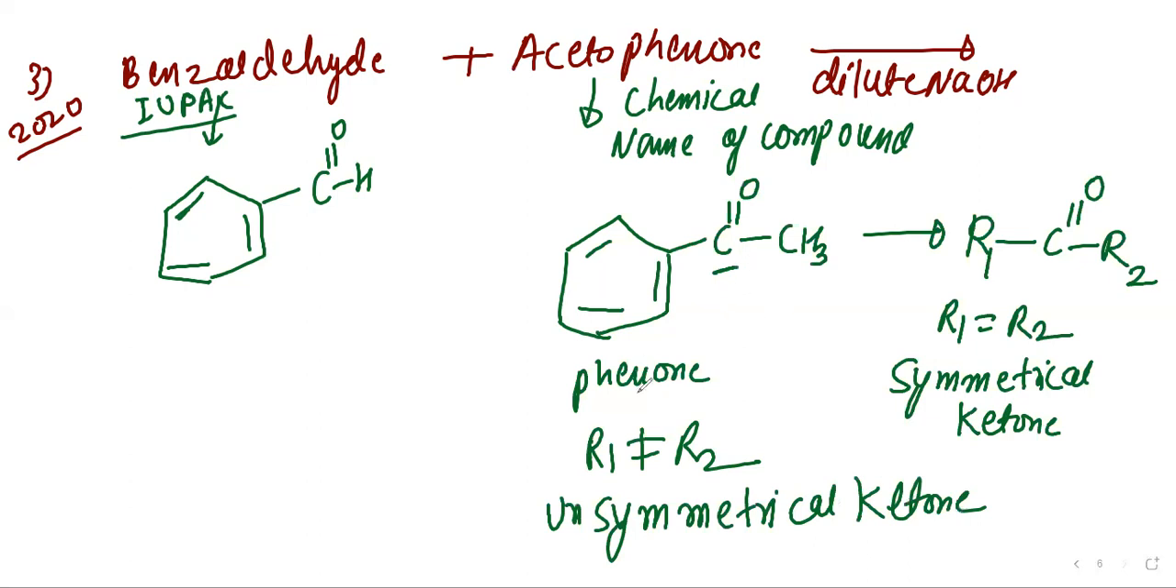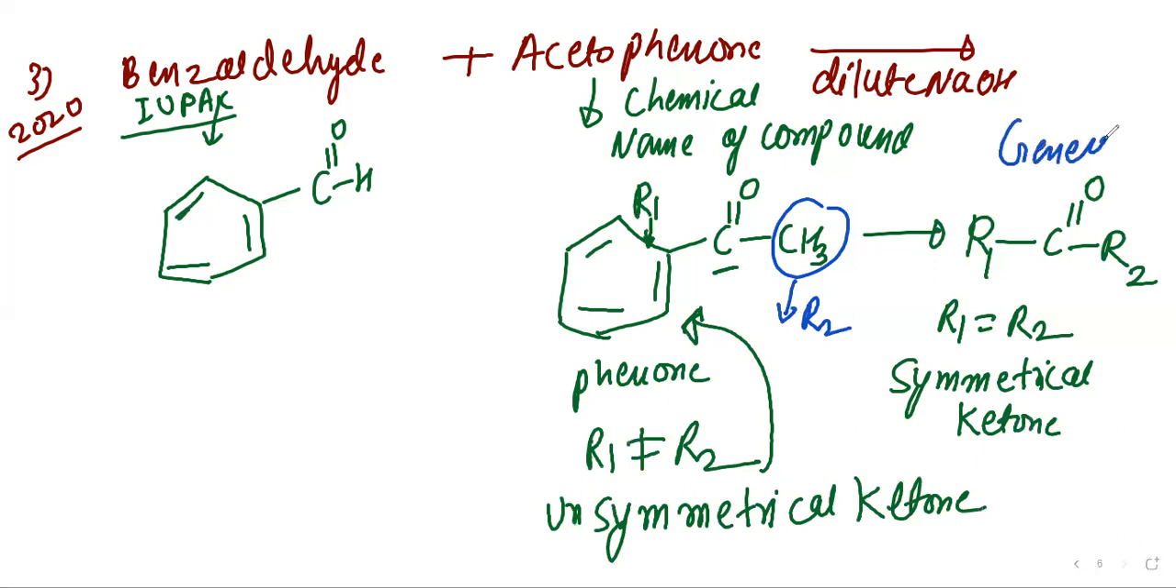So this is an unsymmetrical ketone because one R is benzene and another is a methyl group, right? Because they are not equal to each other. Understood? So this will be the general formula for ketone. General formula of ketone. Understood? So this is called cross Cannizzaro reaction.